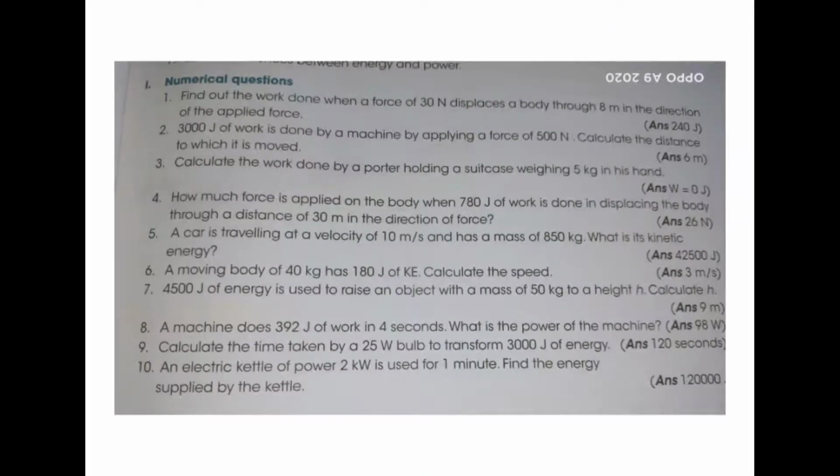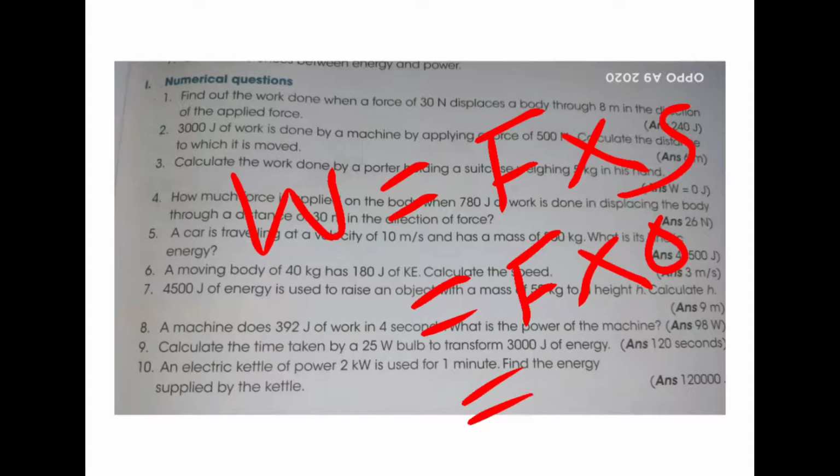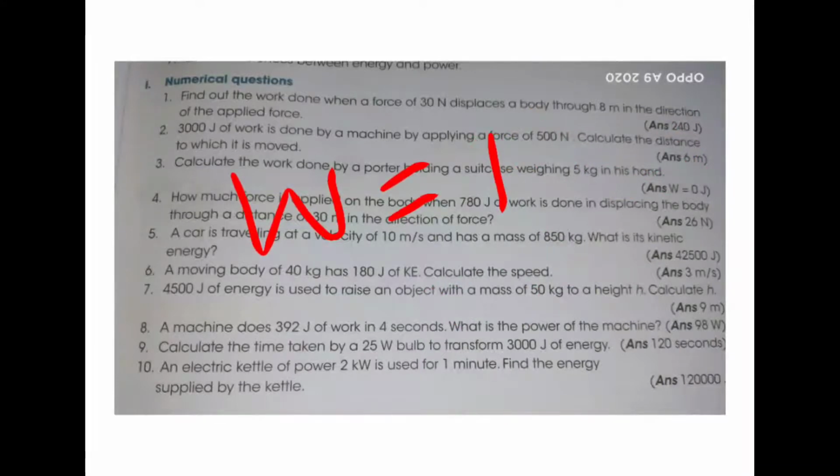Next question, calculate the work done by a porter holding a suitcase weighing 5 kg in his hand. So this answer will be 0, because work done equals force into distance. Here distance moved is 0, that means force into 0, which is 0. So that will be 0 joule. 0 joule is the answer, because distance moved is 0, right? Next question, question number 4.